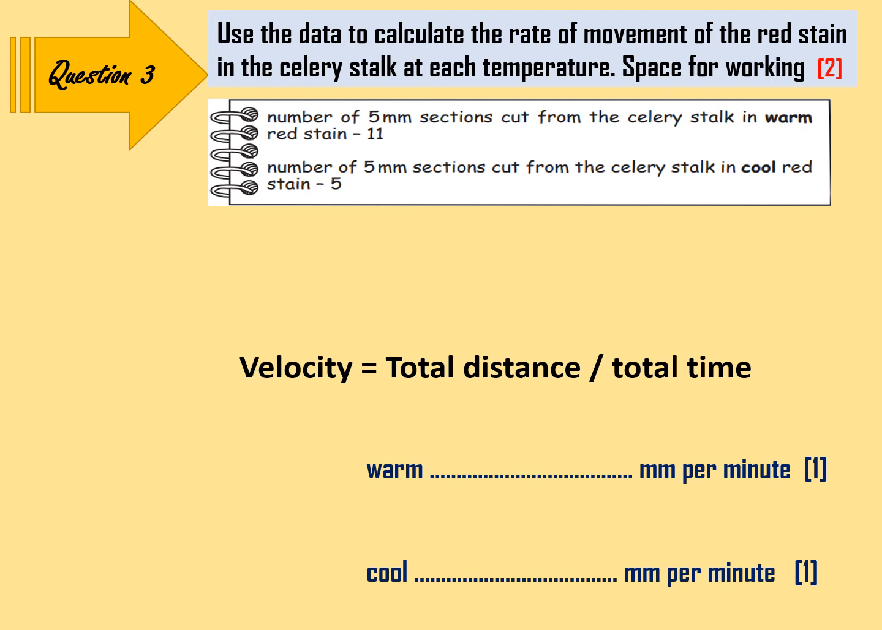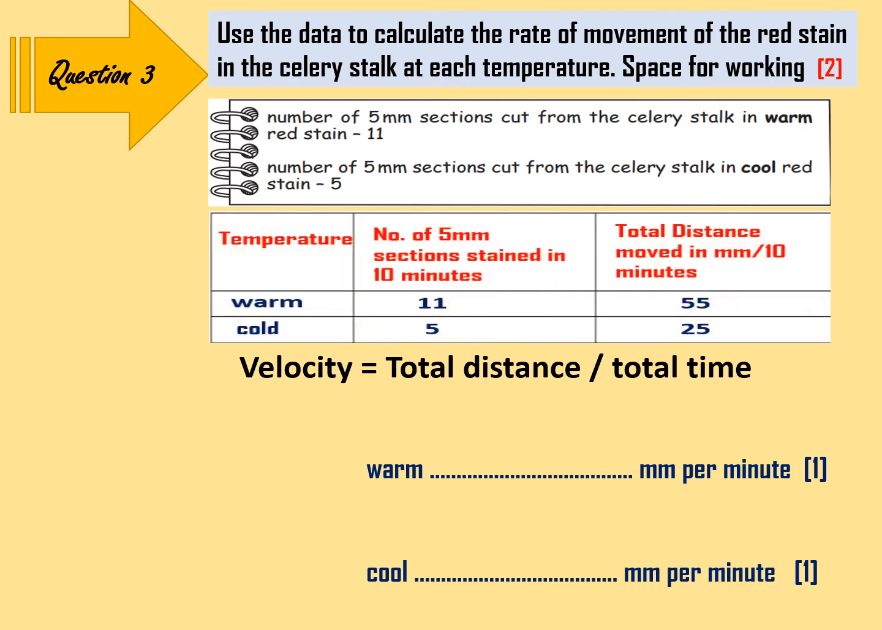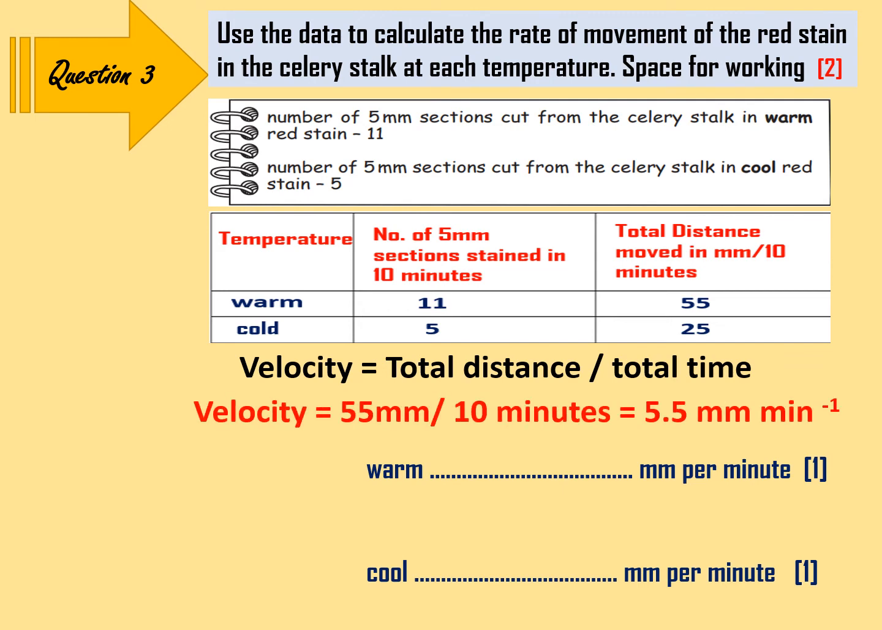So we studied the data we have calculated for warm and cold. We are supposed to put how much distance is covered by the warm water. So the formula is velocity is equal to the total distance divided by the total time. Now the total distance we will get from question number 2, the 55 millimeter divided by the 10 minutes is equal to 5.5 millimeter per minute. This will be our 5.5.